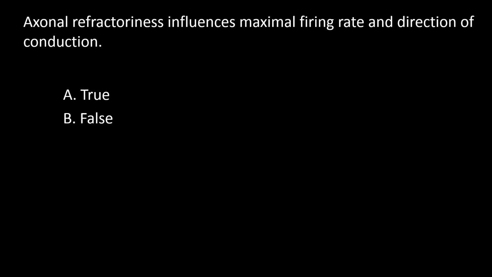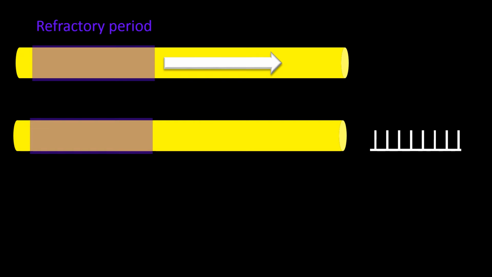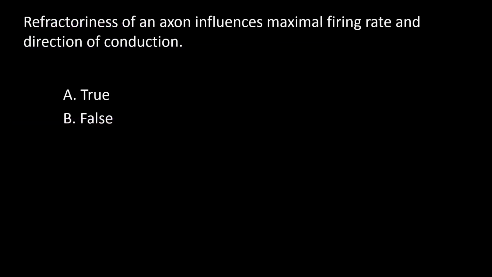Next question. Axonal refractoriness influences maximal firing rate and direction of conduction. A true, B false. The absolute refractory period prevents any backspread of the action potential. The refractory period also determines the maximal rate of discharge of an axon. Thinner axons that as such have a longer refractory period have a slower firing rate. Then, thicker axons with shorter refractory periods can discharge faster than thinner axons. So the answer to this question is A.